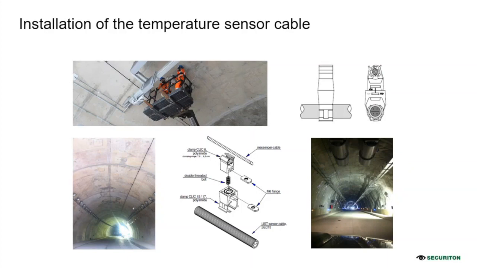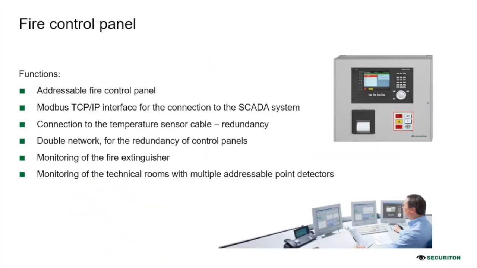And then it's easier to install the cable before the messenger cable, and below you can fix the sensor cable. So those are some accessories that are available, and you can then choose the right accessory for the typical roof you will have in a road tunnel. Then maybe a few words on the fire control panel.